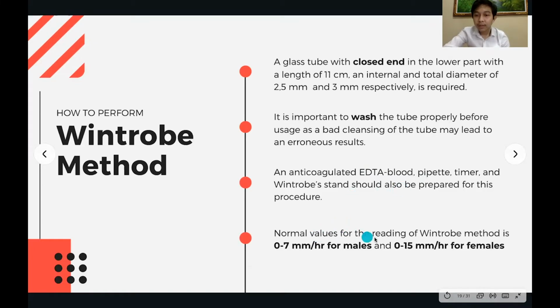Normal values for the reading of the Wintrobe method are 0 to 7 millimeters per hour for males and 0 to 15 millimeters per hour for females. The rest of the method is the same as the Westergren method.